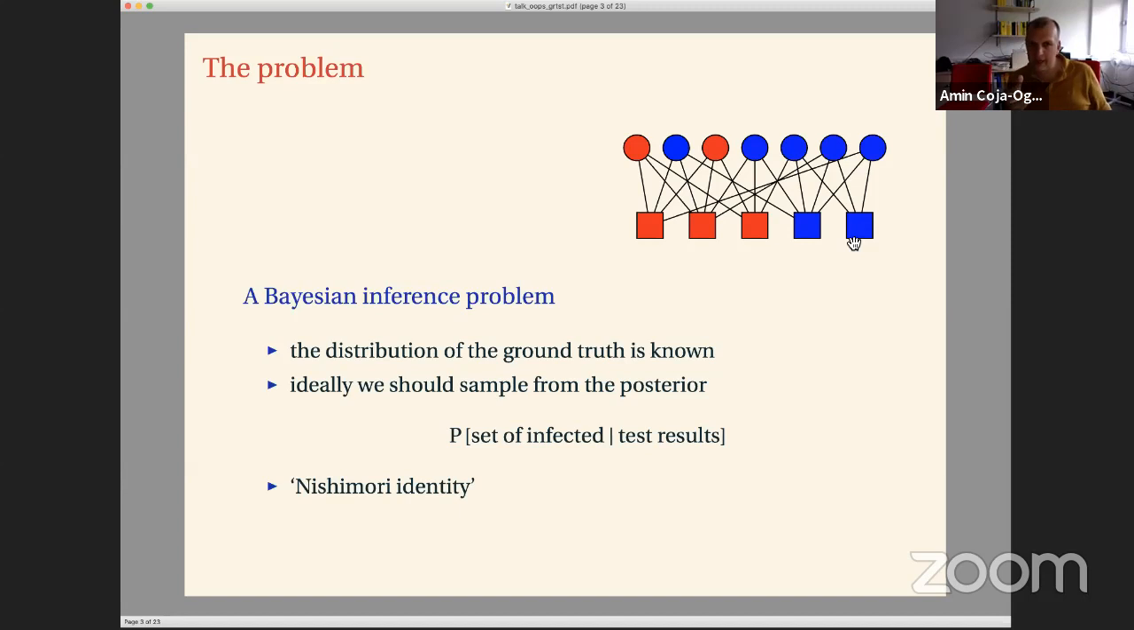And our task is now to recover the ground truth from the test results, from the data that we can observe. That means that we effectively aim to draw a sample from the posterior. We try to effectively randomly sample from the posterior of the ground truth given the test results. That would be the optimal inference scheme in this kind of problem, an observation that is sometimes called the Nishimori identity in physics, but it's really just Bayes' rule. So in the group testing problem, for our inference algorithm, ideally we would like to draw a sample from the posterior of the set of infected individuals given the observed data, given the test results.